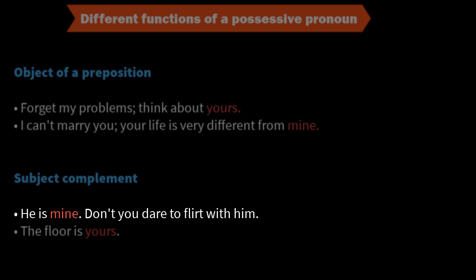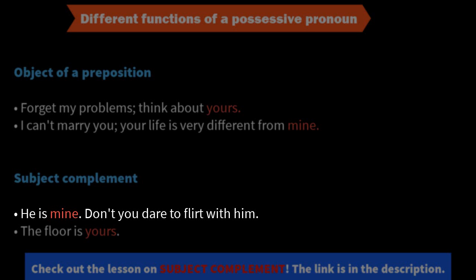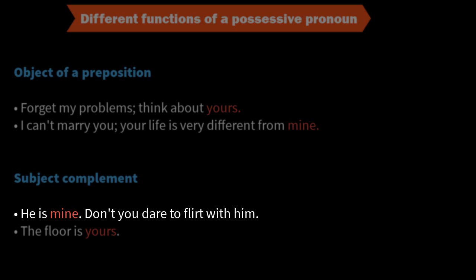Look at the next two examples. He is mine. Don't you dare to flirt with him. The girl is quite possessive. Alright, careful. He is mine. So mine is working as a subject complement. Now guys, what is a subject complement? The subject complement is something that gives information about the subject of a sentence, right? And it is always followed by a linking verb like is, am, are, was, were, and many other linking verbs, right? So he is the subject, is the linking verb, mine is the subject complement.